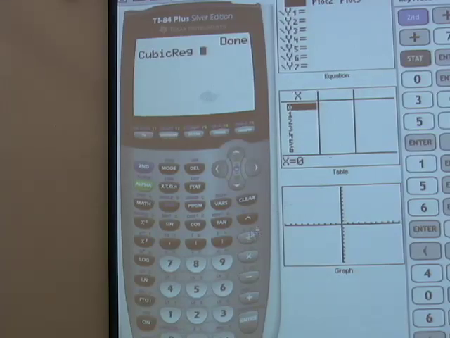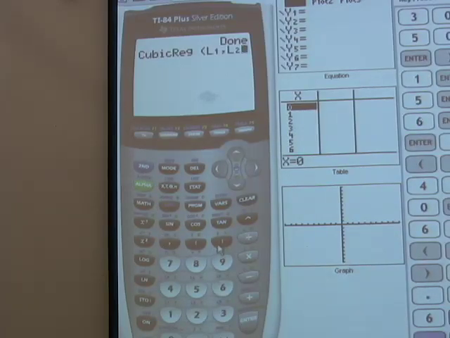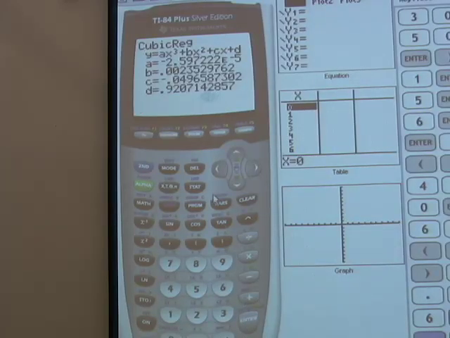And look at the keystroke now. Use a parenthesis, and then we need to type in L1 there. You know where L1 is? There is L1 there. So press second 1 to get L1 on the calculator. Then we need a comma, so press comma. Then second 2 to get L2. And close the parenthesis and enter. Now the calculator will give you y equal to ax cubed plus bx squared plus cx plus d, where a, b, c and d are given.